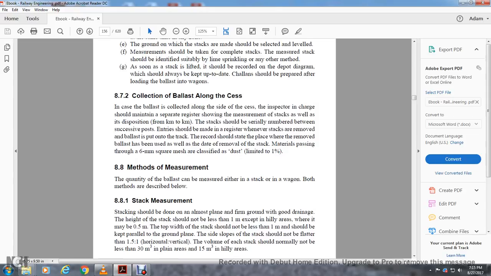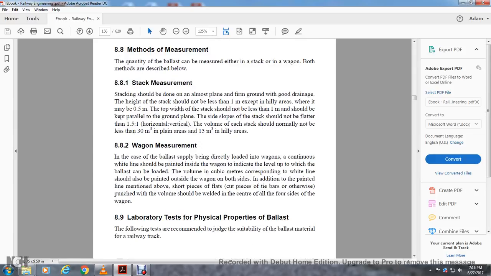8.8 Methods of measurement. The quantity of ballast can be measured either by stack or in a wagon, both measured as described below. The stack measurement should be done on almost plane, firm ground with good drainage. The height of the stack should not be less than 1 meter, except in hilly areas where it may be as low as half a meter. The top width of the stack should not be less than 1 meter, and the top should be parallel to the ground plane. The side slopes of the stack should not be flatter than 1.5 to 1, horizontal to vertical. The volume of each stack should normally not be less than 30 cubic meters in plain areas and 15 cubic meters in hilly areas.